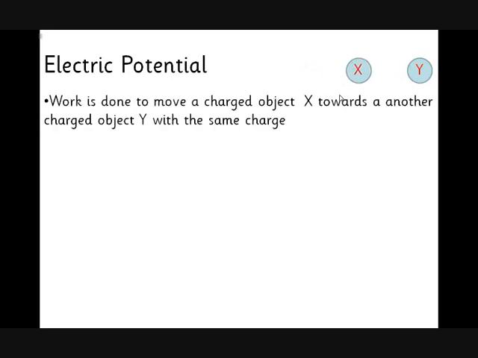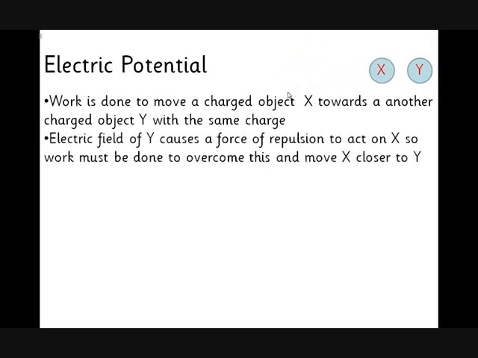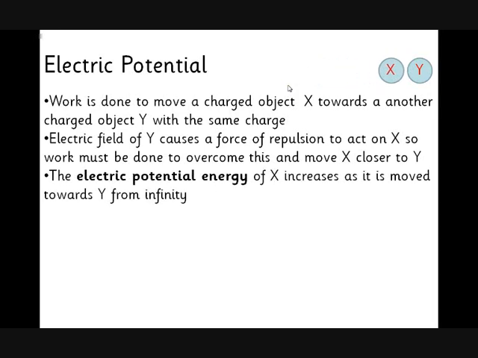Let's just think about electric potential. Here we've got two charges, x and y. If we bring x towards y, we can start to think about what's going to happen when we're doing that. Work is done to move a charged object x towards another charged object y with the same charge. So if both of these are positive, x and y are both positive, for me to push x towards y, they're going to repel, so I will have to do some work. The field of y causes a force of repulsion to act on x, and the field of x causes a force of repulsion to act on y, so work's got to be done to overcome it.